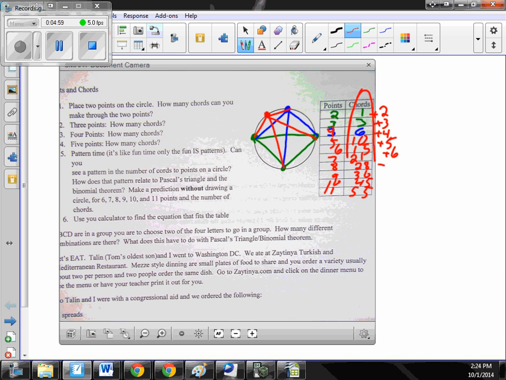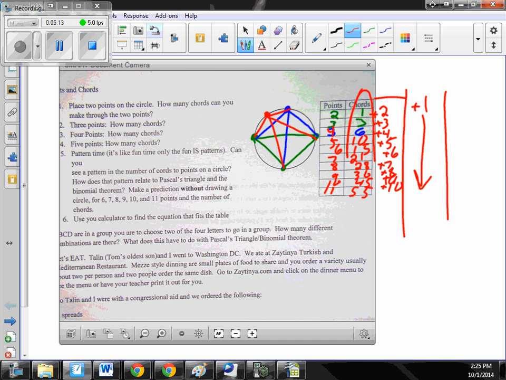So plus 7 plus 8 plus 9 plus 10. And then those are my first differences. But my second differences are all plus 1, which means this is quadratic. So if it's quadratic, we should be able to find the equation.